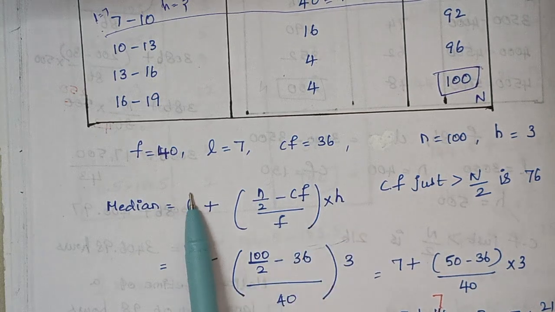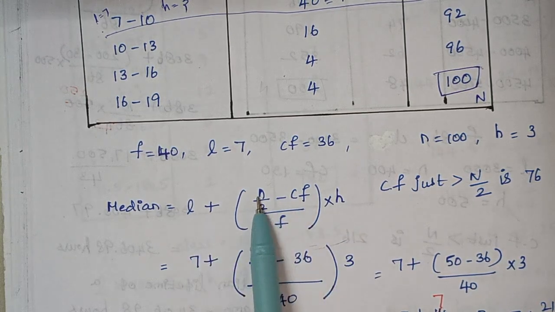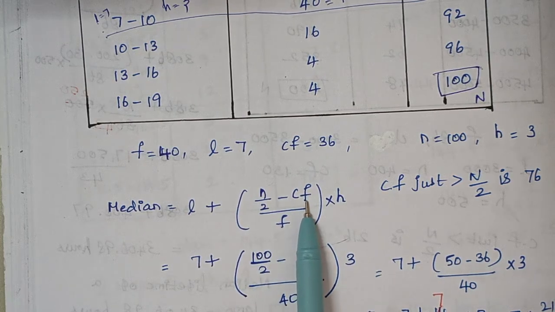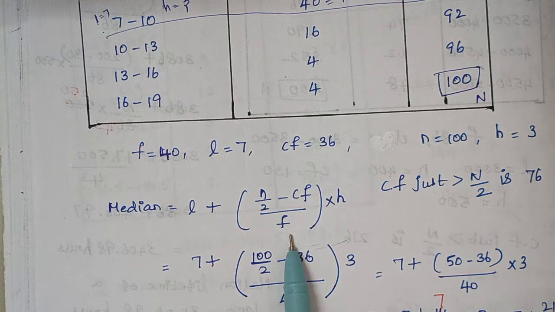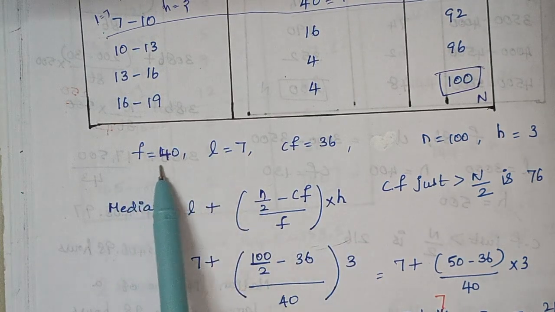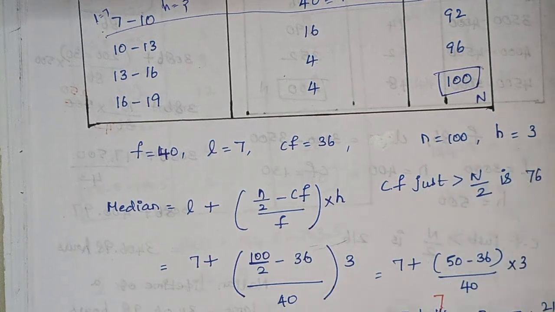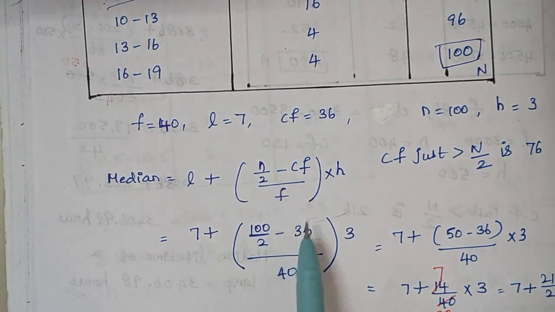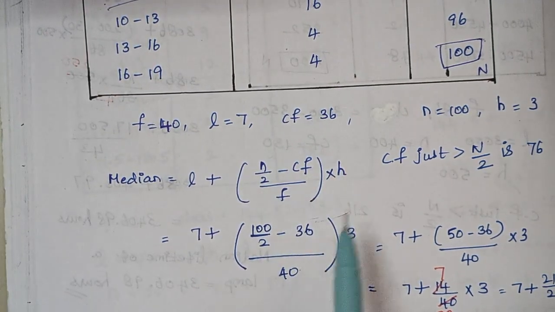So what is the value of L? It is 7. What is n? It is 100. What is the cumulative frequency? It is 36. And what is f? f is 40 and the value of h is 3. So just list out all the data. Now we can directly substitute these values in the formula. So the value of L is 7, n is 100 and Cf is 36, f is 40 and h is 3.